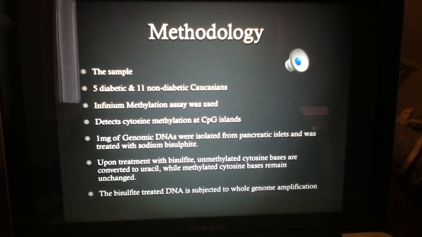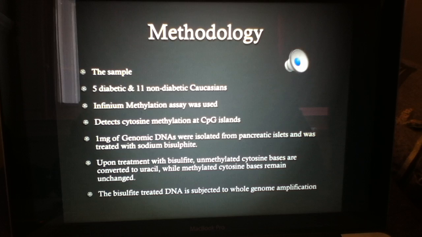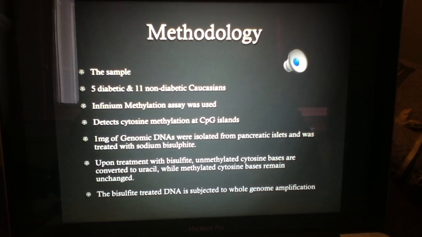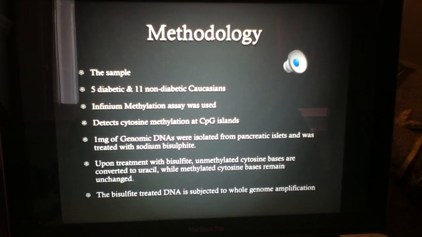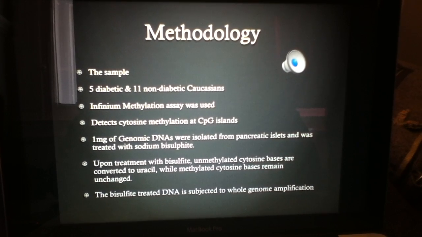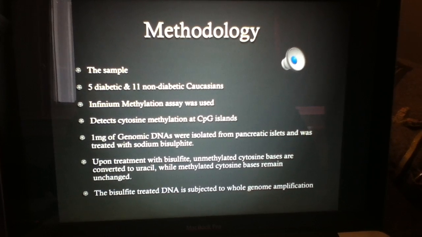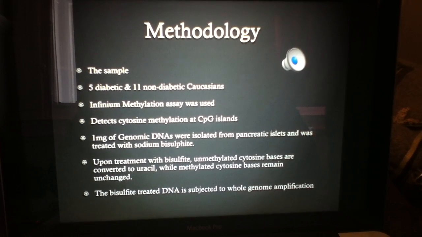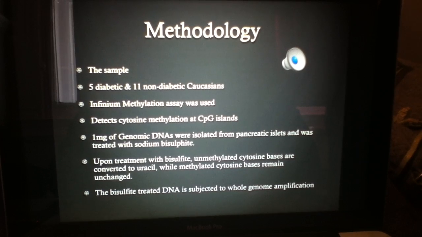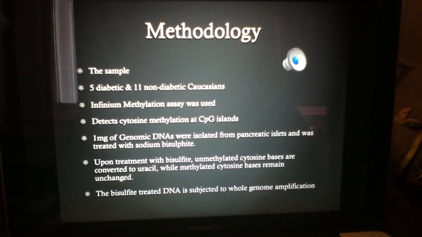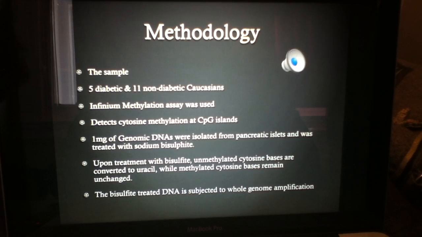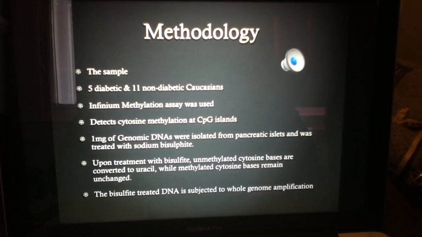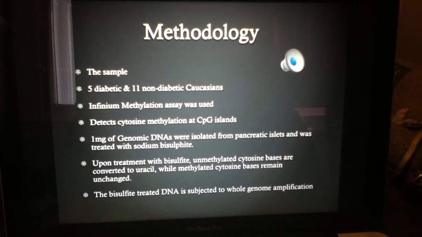1 microgram of genomic DNA was isolated from pancreatic islets and treated with sodium bisulfite. Upon treatment with bisulfite, unmethylated cytosine bases are converted to uracil, while methylated cytosine bases remain unchanged. The bisulfite-treated DNA is subjected to whole genome amplification, which increases the amount of limited DNA samples, useful for genetic disease research where DNA quantities are limited, but many analyses are required.